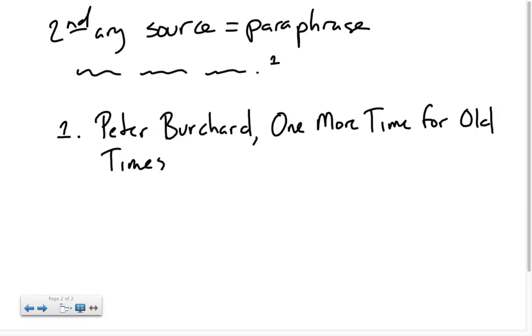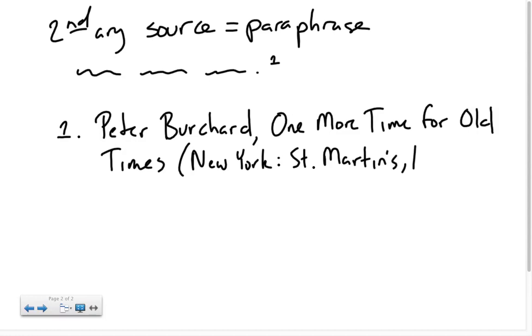Which I just made up. Then you go parentheses. Then you do the publishing information: where it was published, who published it, the year it was published. Close parentheses, comma, the page number, and the period.